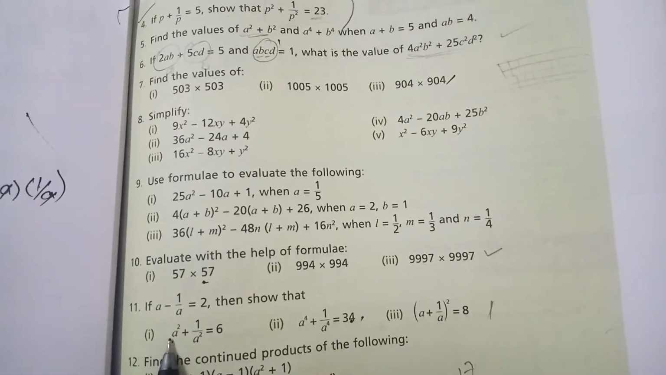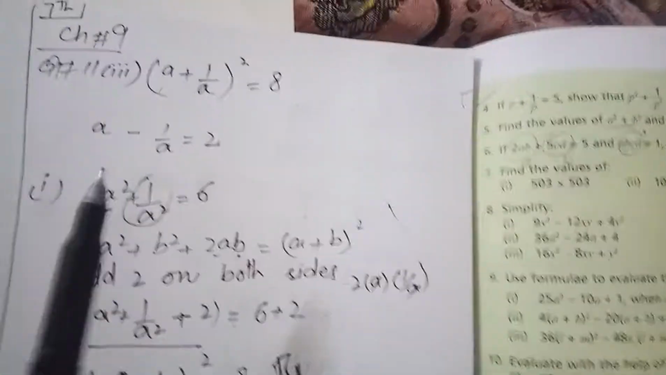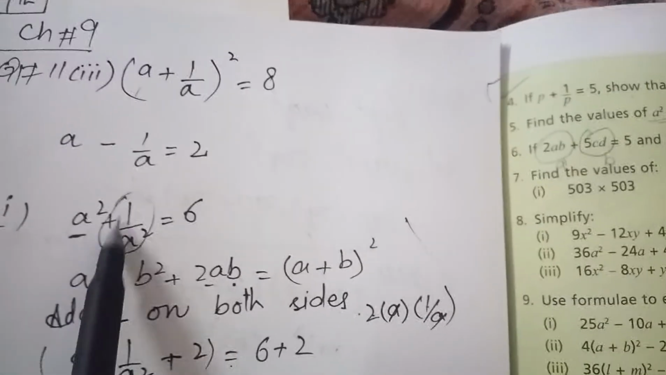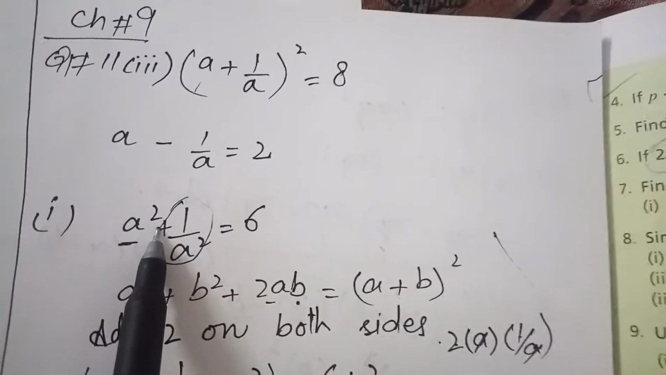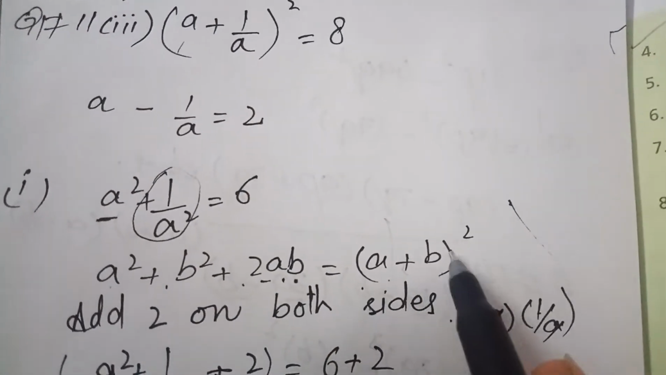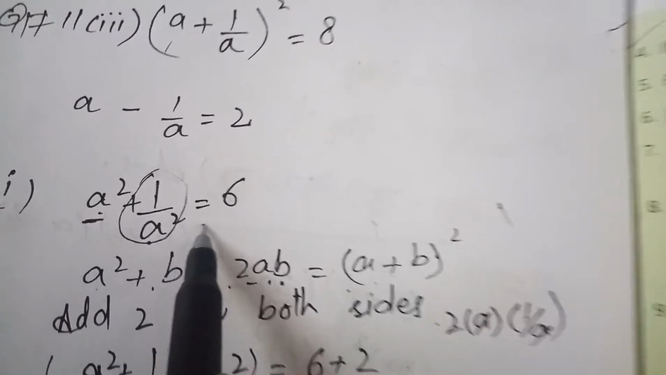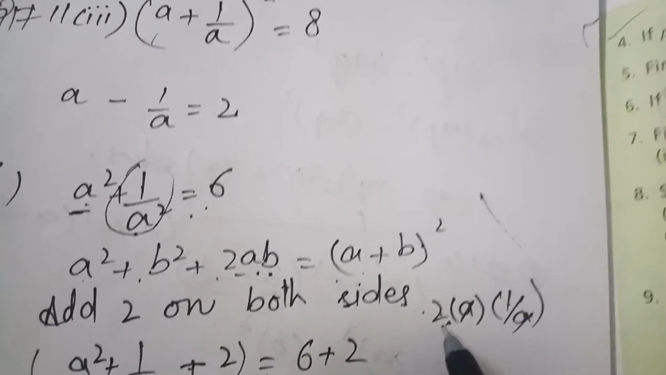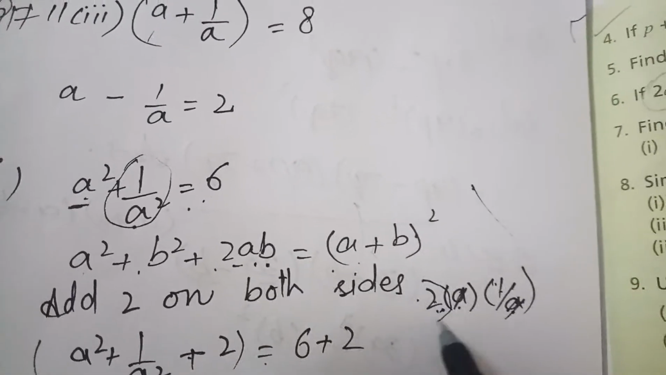Look at part 1. A square plus 1 over a square was given to us, and we found the value from this part. A square plus 1 over a square was given to us as equal to 6. As you know that a square plus b square plus 2ab makes it (a plus b) whole square. Here a square plus b square is given, but 2ab is not given. 2ab is 2 times a times 1 over a, so a will be cancelled with this, only 2 will remain.